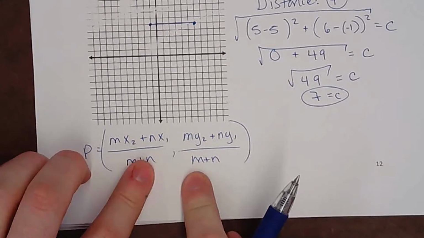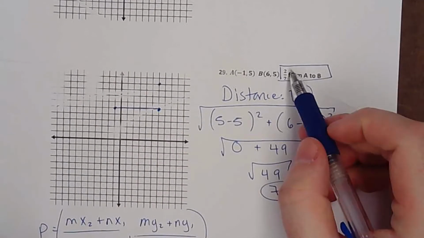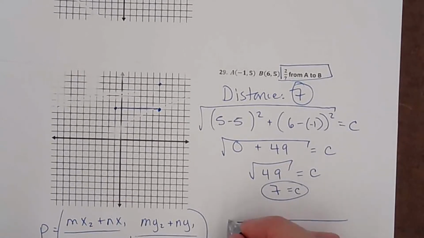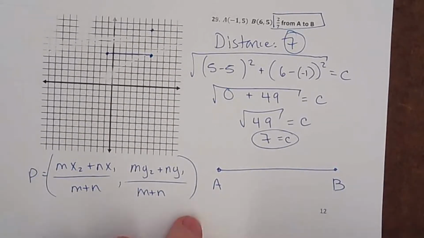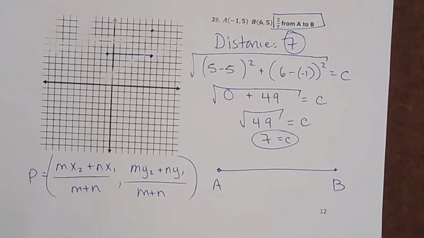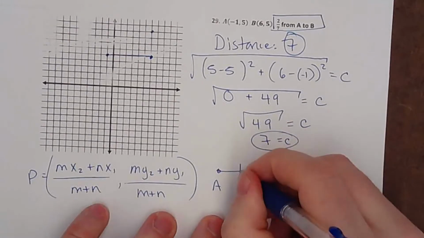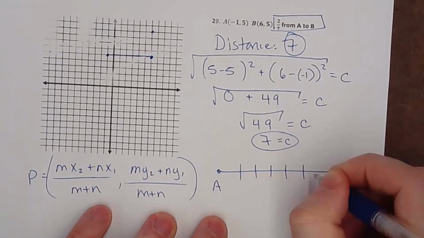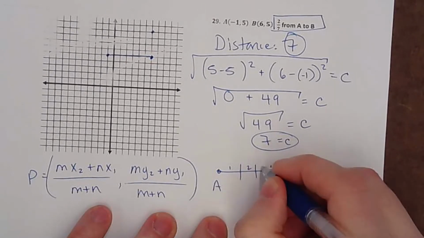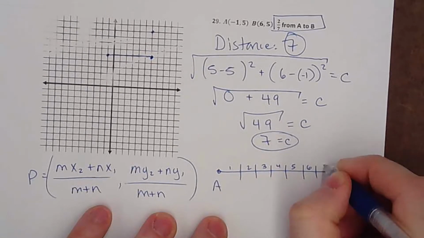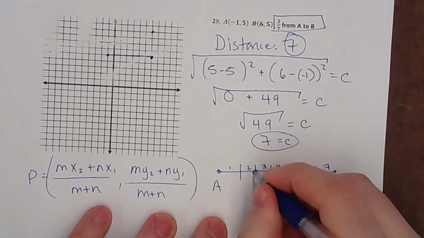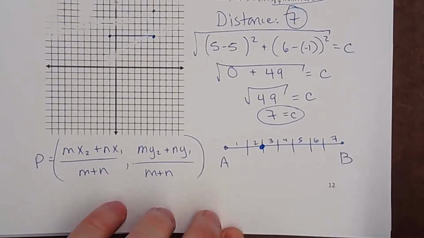So first let's talk about this. 2/7 of the way. Well, that means we have A and we've got B, and we want 2/7 of the way. If I wanted to find something 2/7 of the way, how many segments should I divide A and B into? 7, right? 1, 2, 3, 4, 5, 6, 7. I'll number those. And 2/7 of the way is right here, from A to B.